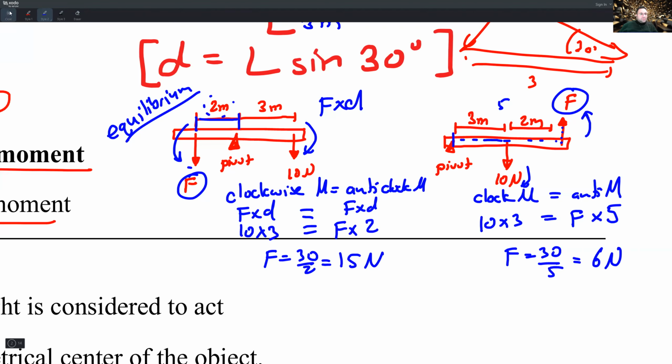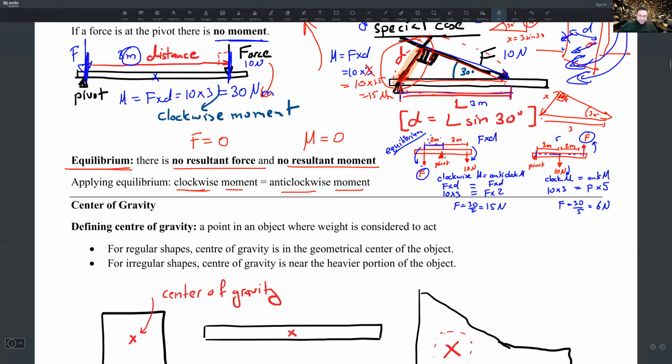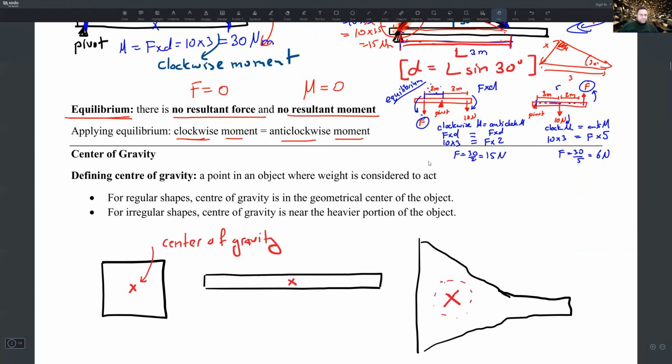You've seen cases where the pivot is in the center, pivot on the side, and how the idea of distance is done correctly, and using equilibrium to find the force. Next. What is center of gravity? Center of gravity is defined as a point in an object where weight is considered to act. You need to memorize this.